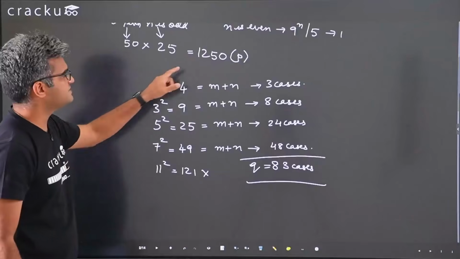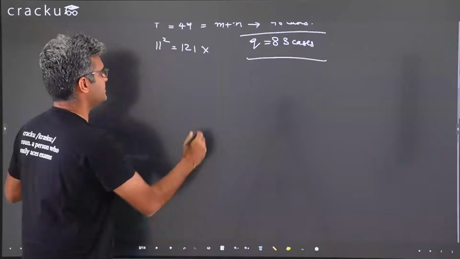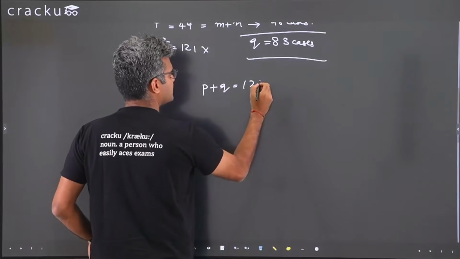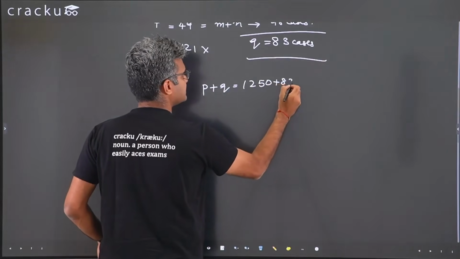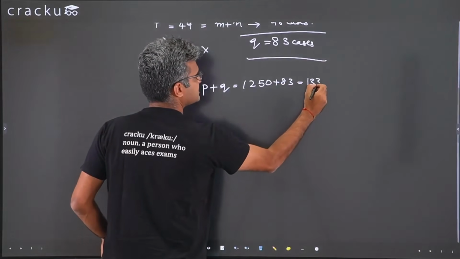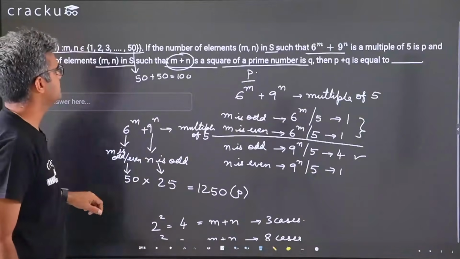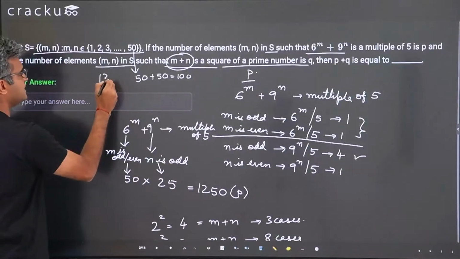The value of P is 1250. What is the sum of P plus Q? P plus Q will be 1250 plus 83, which is equal to 1333. So the answer for this particular question will be 1333.